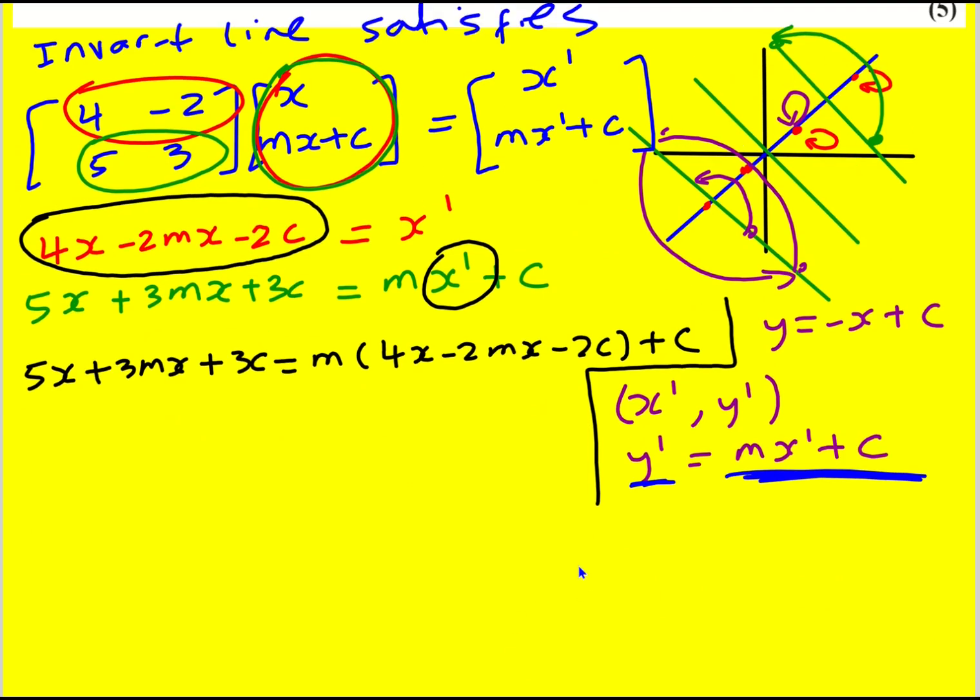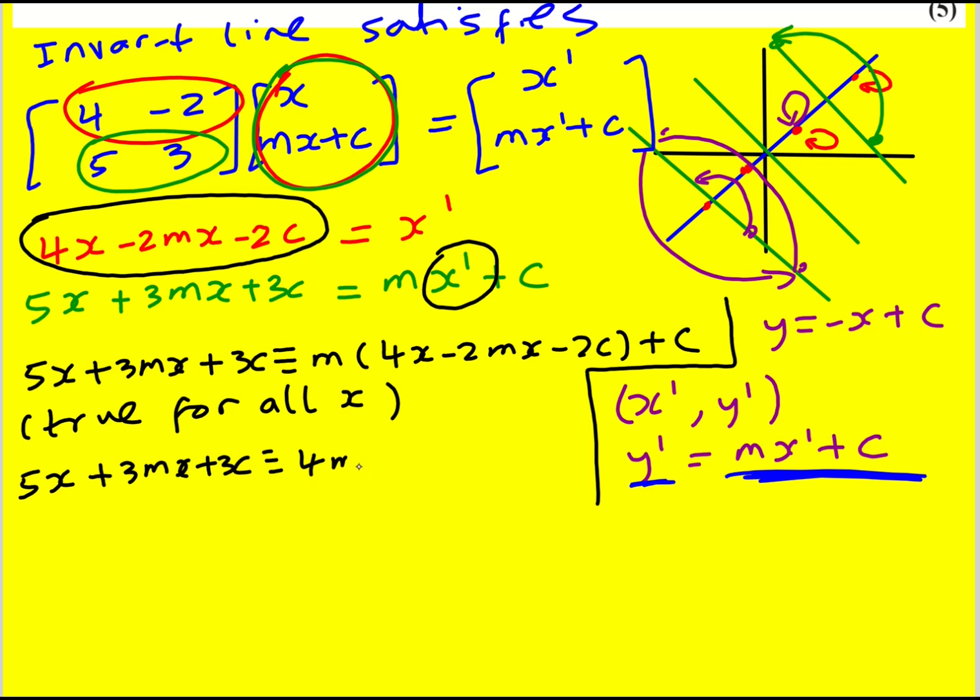And remember, this is true for all values of x. So really, I want to put an identity here. True for all x. We're not solving this to find a particular value of x. It's true for all x. I'm just going to multiply the bracket out on the right. So I get 4mx minus 2m squared x minus 2mc plus c.